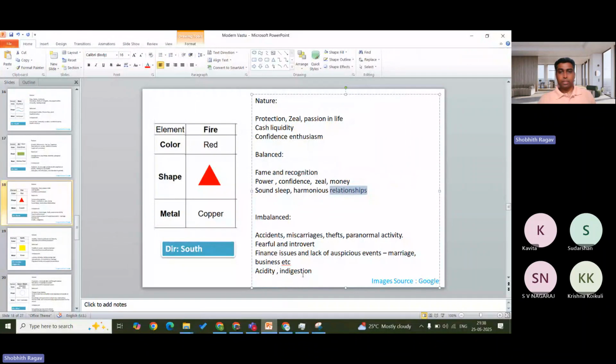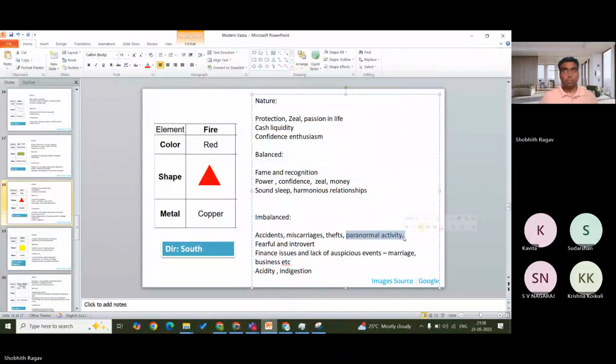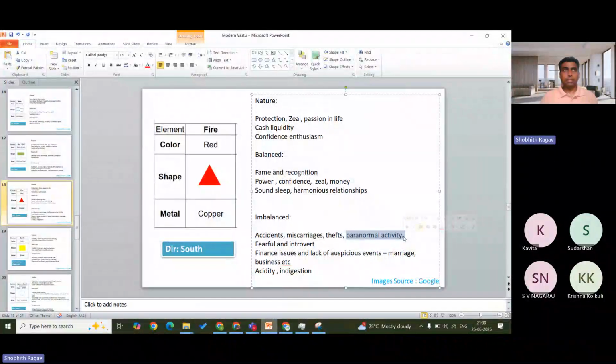If it is imbalanced, it can give some accidents. Some people very frequently have fire accidents at home, miscarriages. It can also give theft. Some kind of paranormal activity also some people can feel. This is very subjective, because maybe there are 5 members in the family and only one person has a very weak constitution of fire, and he might experience some paranormal activity, like somebody walking in the house, some noise. All these are problems of the fire element.